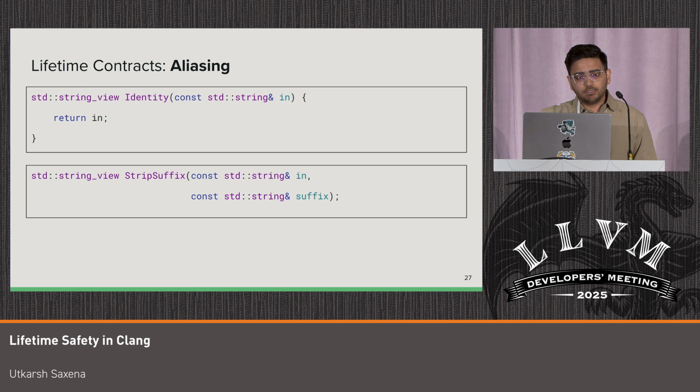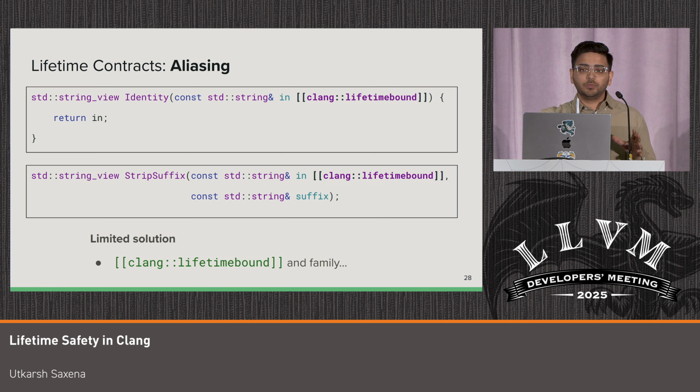Let's see how functions can introduce aliasing. In the first example, the function accepts a string reference and returns an alias to it. In the second one, it accepts two references, but only returns the reference to the first input. So it returns an alias to the first one. We have some limited solution for expressing such aliasing contracts using the Clang lifetimebound family of annotations. It is not possible to express many kinds of aliasing contracts.